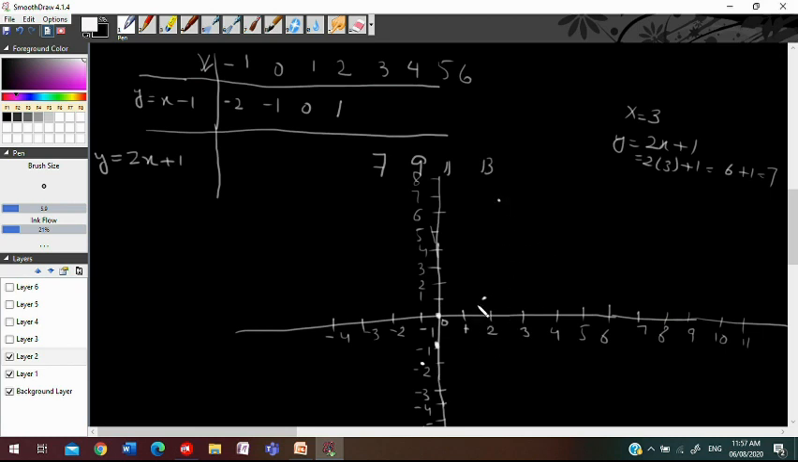So first I will join the first graph. Here we have the points, and you take just a straight line over here. And the second graph is at 3, 7. Then at 4 we have 9 here. And we have this type of a graph.